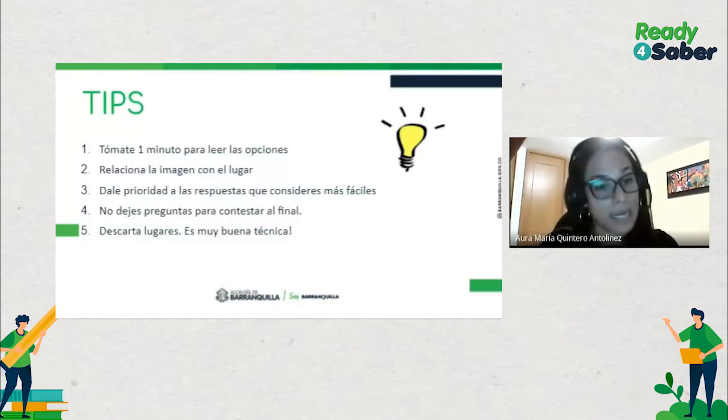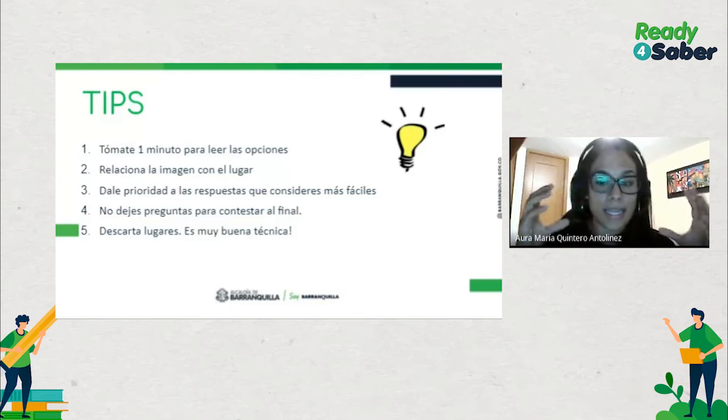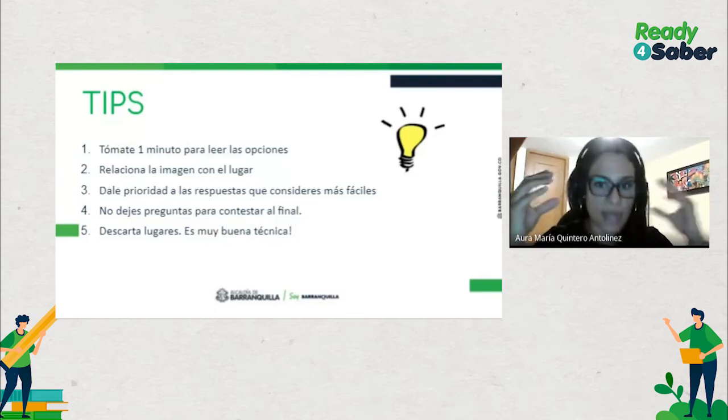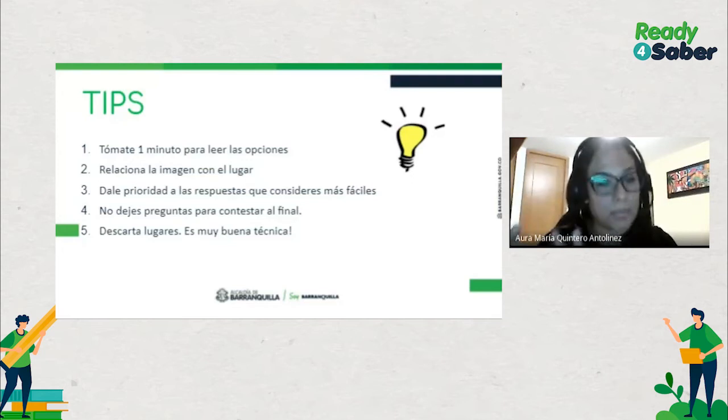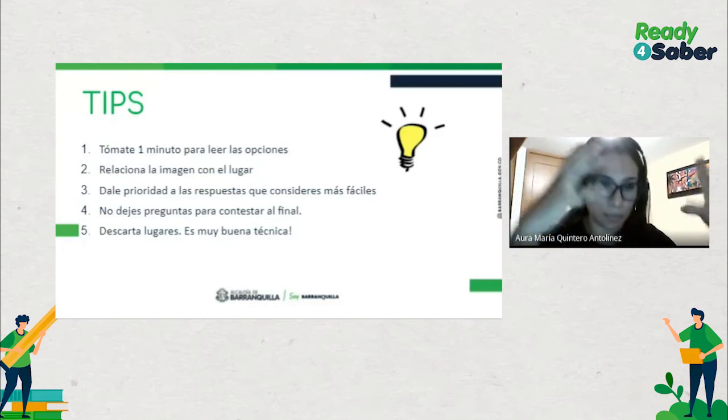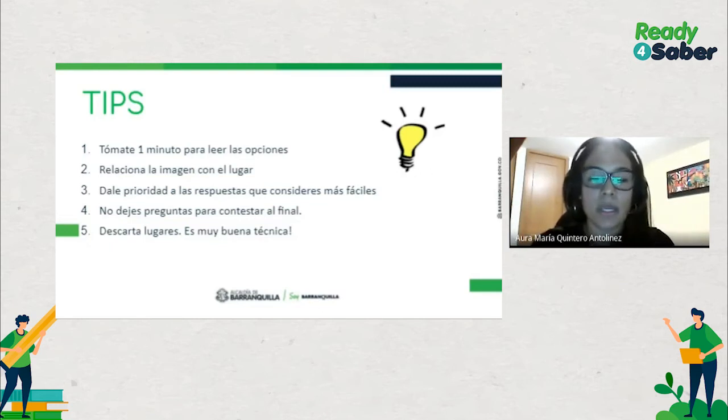As tips for this section of the exam, remember, just take 1 minute to read the options. Very important. Always read the options. 30 seconds, because this is not too long. 30 seconds, just read the instructions and the options. If there are images, if there are pictures, try to relate the picture with the place. So try to keep that in mind, the picture with the place. Remember that you need to start with the answers or with the part of the section that you consider easier, right? The ones that you feel more comfortable with and you say, okay, this is what I know, go.